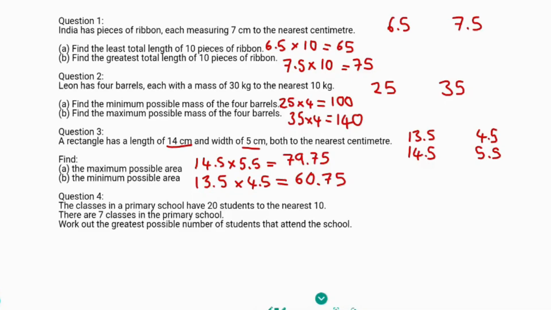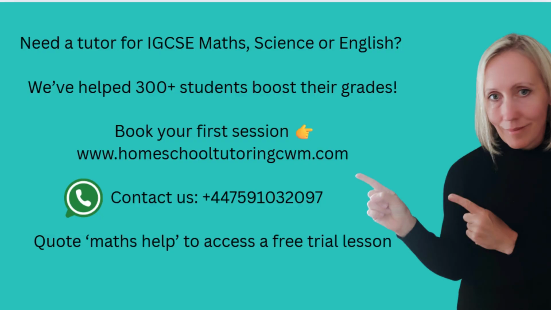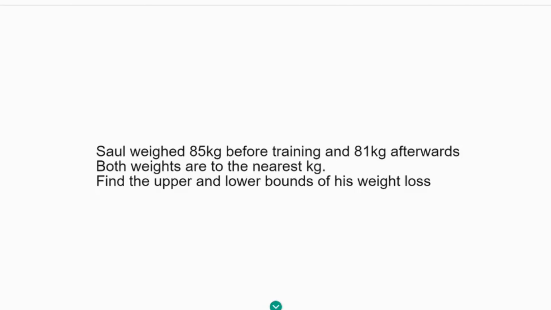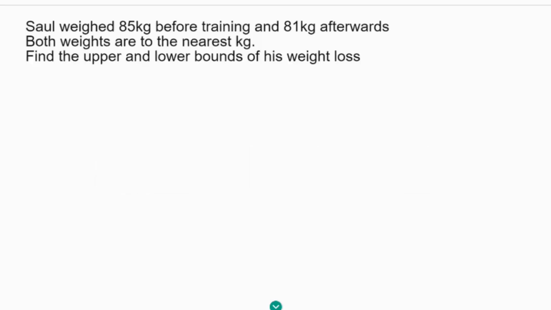Classes in a primary school are 20 to the nearest 10. So your upper bounds and lower bounds here, 15, 25. There are 7 classes in the primary school. Work out the greatest possible number of students. 7 times 25, 175. So when you add and when you multiply using upper bounds and lower bounds, it's fairly straightforward. When you subtract and divide, you need to be a bit more careful.